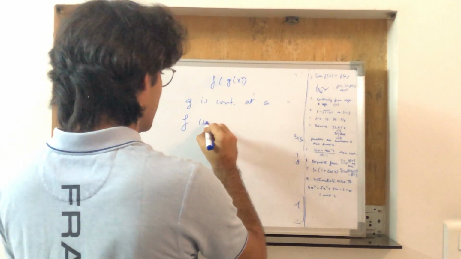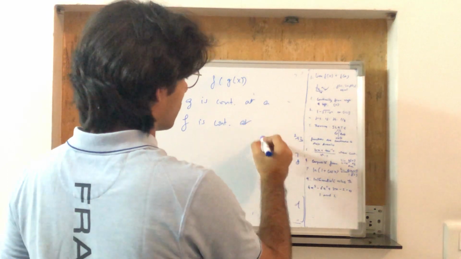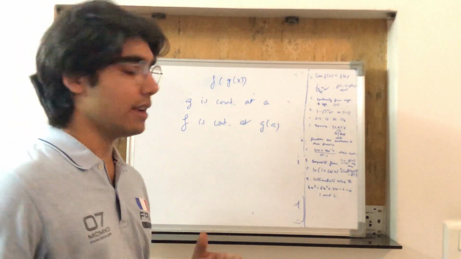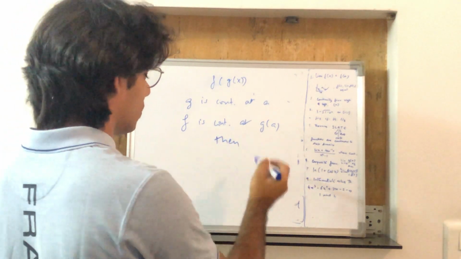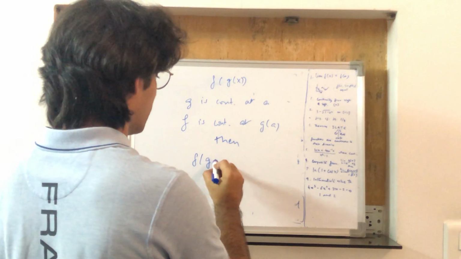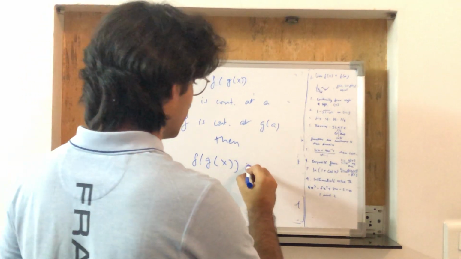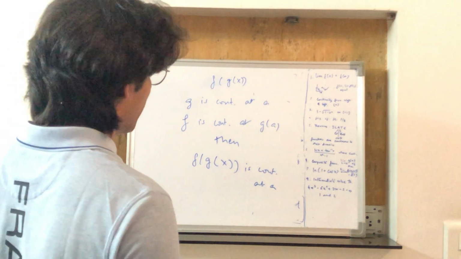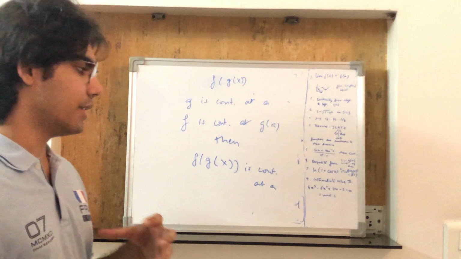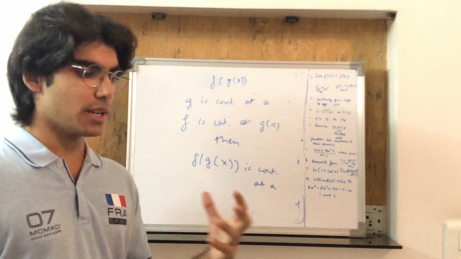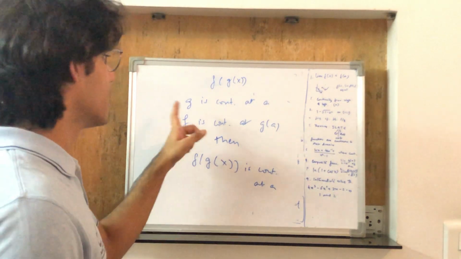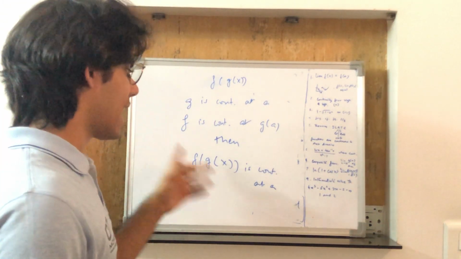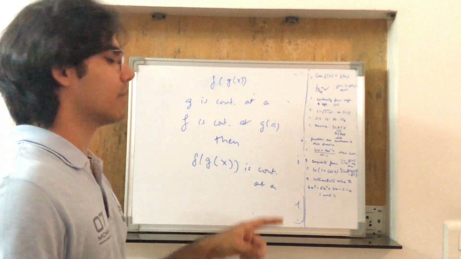and I know that f is continuous at g of a, the value that the g function takes at a, then I know that f of g of x is continuous at a. What does that mean? This is the theorem which connects continuity with composite functions. If g is continuous at a and f is continuous at g of a, then f of g of x, which is the composite function, is going to be continuous at a.